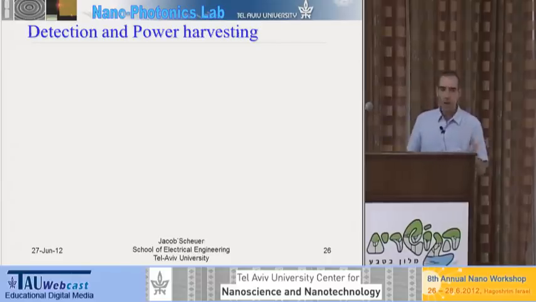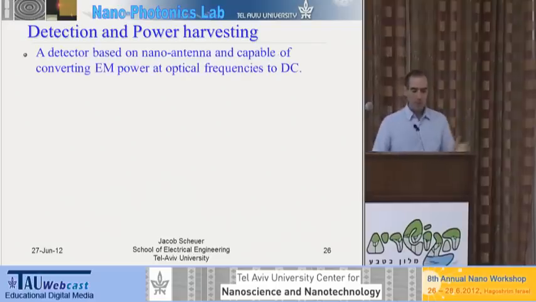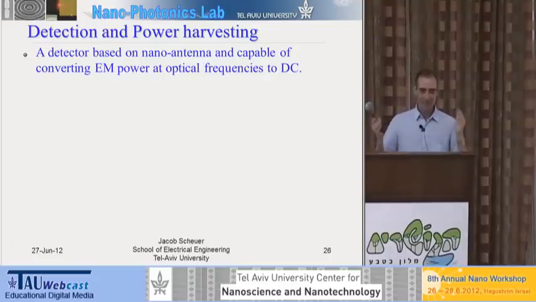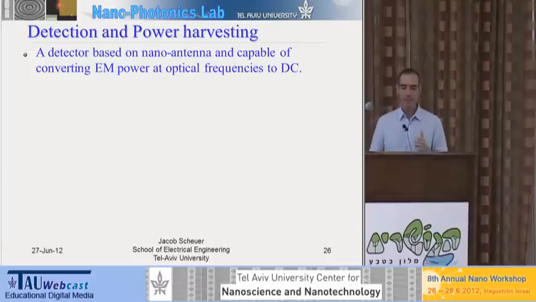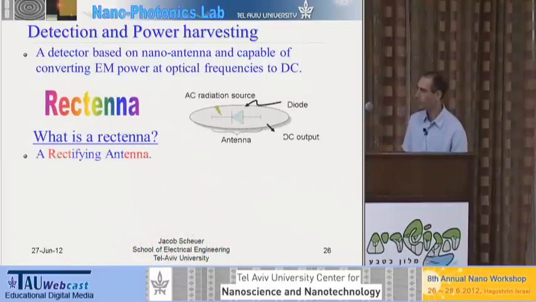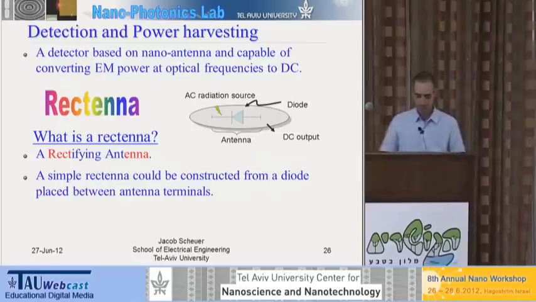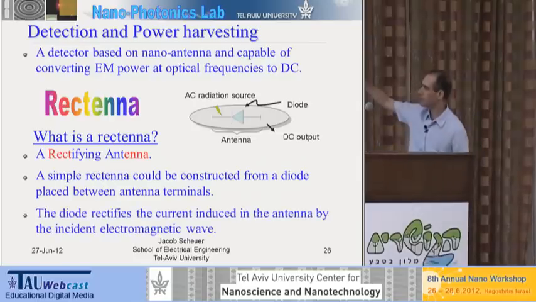So how do we do detection or power harvesting using nano antennas? We're looking for a detector which is based on a nano antenna. And what we would like it to do is basically convert the AC, the alternating current of the electromagnetic field, into direct current. Now, this thing actually exists. It has a name. It is called a rectenna. It's a combination of two words, a rectifier and an antenna. And the way to do it is by placing a rectifying element, such as a diode, between the terminals of an antenna. And the idea is that light is being absorbed by the antenna.